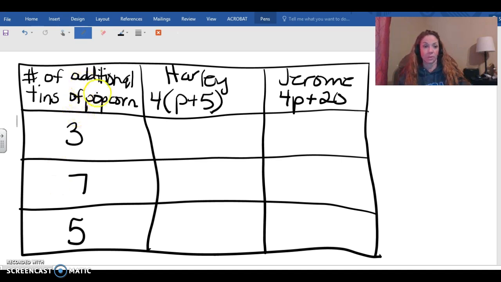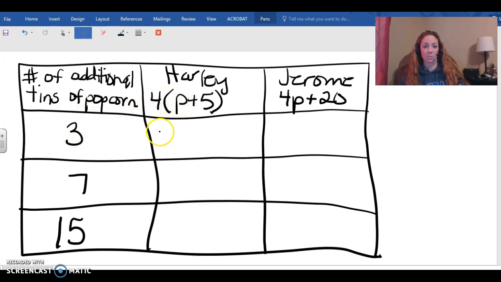So let's see here. We need to decide if Harley and Jerome are showing equivalent expressions. So let's say the first column is labeled as the number of additional tins of popcorn. We have 3, 7, and whoops, that should have been 15. And then the second column is Harley and his algebraic expression 4 times P plus 5. And then there's Jerome's algebraic expression 4P plus 20. So let's see what happens when we substitute these additional tins of popcorn in for the letter P.